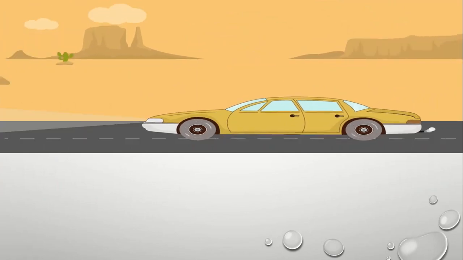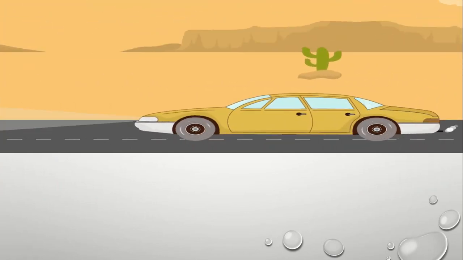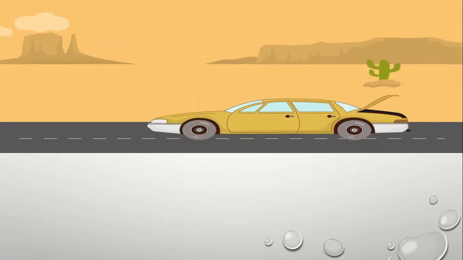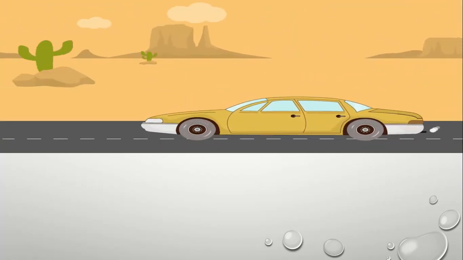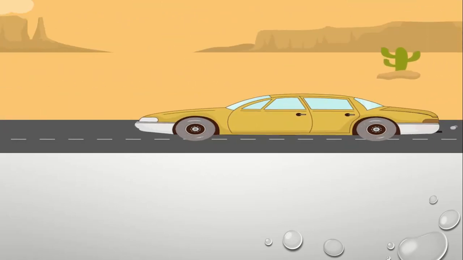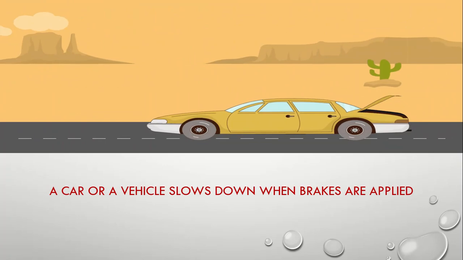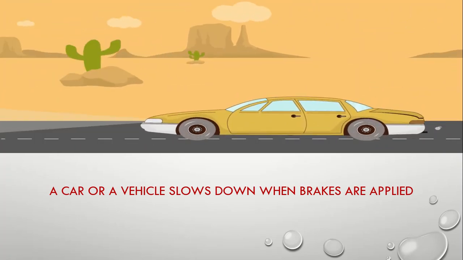Now you see this car. The car is moving and when brakes are applied, it stops. Again, if you apply force, it will start moving. So a car or a vehicle slows down when brakes are applied.